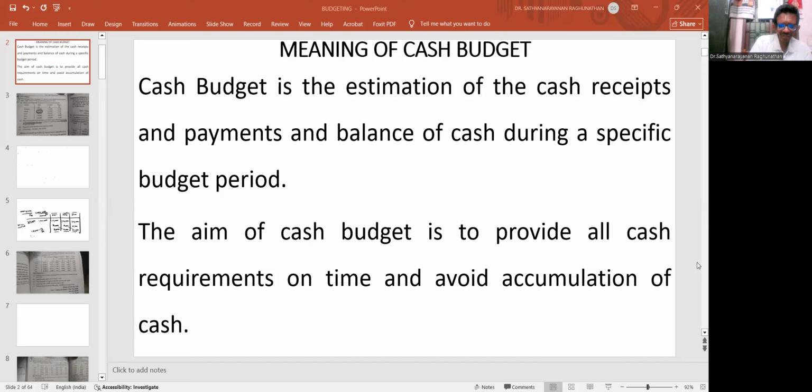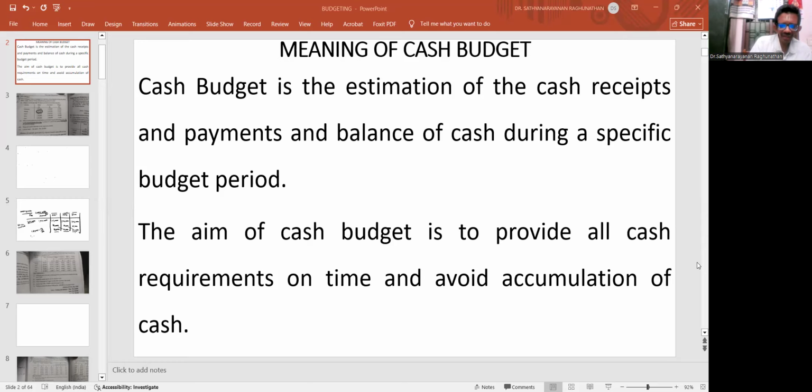In this video, we are going to discuss the cash budget. First, I will give you the meaning of cash budget. Cash budget is the estimation of cash receipts and cash payments and the balance of cash during a specific period. It is nothing but the estimation of the cash receipts and the cash payments.